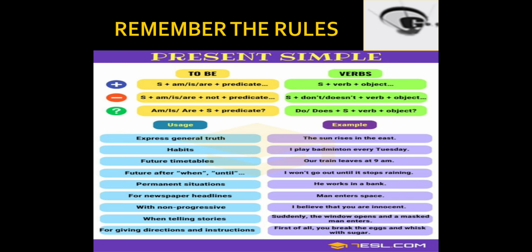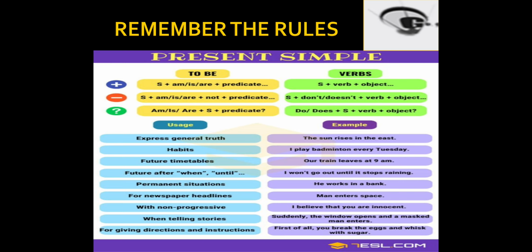It is also used in future after, when, or until. I won't go out until it stops raining. It is used in permanent situations also. For example, he works in a bank. For newspaper headlines also, simple present tense is used. For example, man enters space.